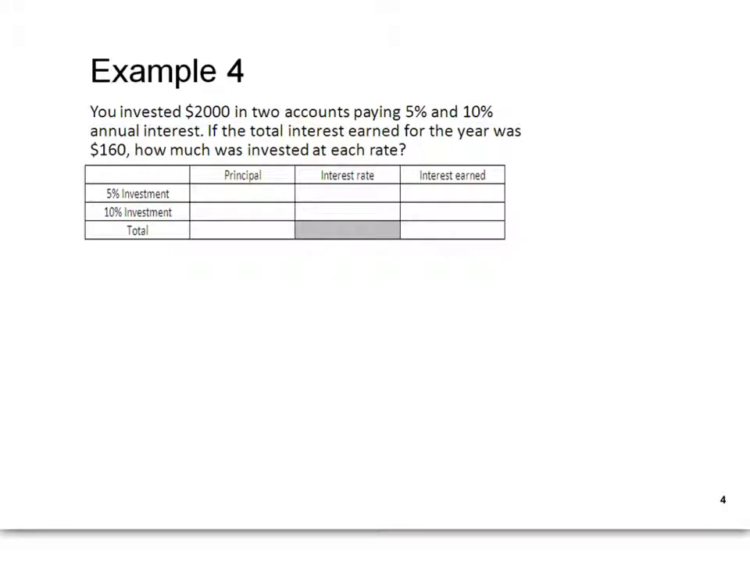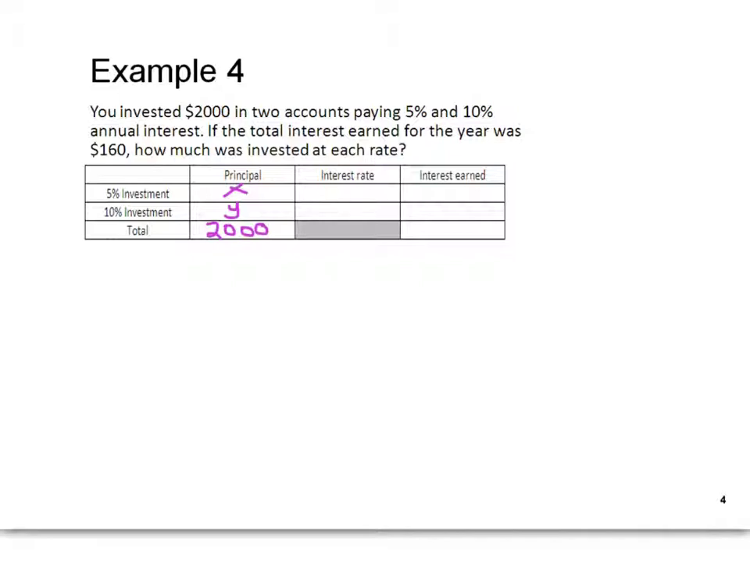On example 4, it says you invested $2,000 into accounts paying 5% and 10% annual interest. If the total interest earned for the year was $160, how much was invested at each rate? Now, this word principal here in this chart, which is going to help us set this up, principal is the amount you invest. And so the total amount that we invest, we know that, which is $2,000. What we don't know is how much we put into each account. So let's put in letters right now, x and y.